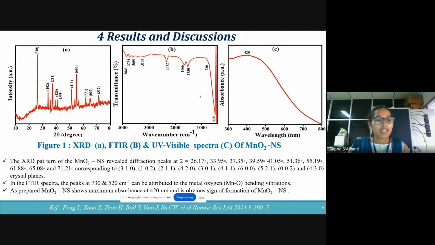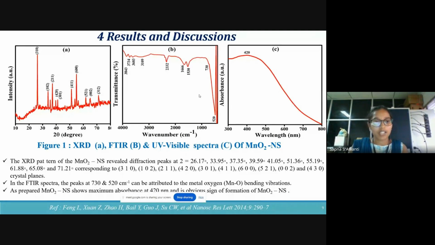In the XRD spectra, the diffraction peaks at 2 theta equal to 26.17 degrees, 33.95 degrees, 37.35 degrees, 39.59 degrees, 41.05 degrees, 51.36 degrees, 55.19 degrees, 61.88 degrees, 65.08 degrees, and 71.21 degrees correspond to the hkl planes 310, 102, 211, 420, 301, 411, 600, 521, 002, and 430. These sharp peaks imply that the MnO2 nanostructures are crystalline in nature.